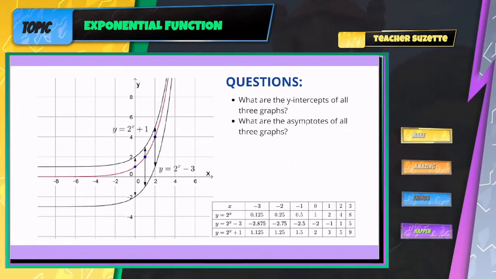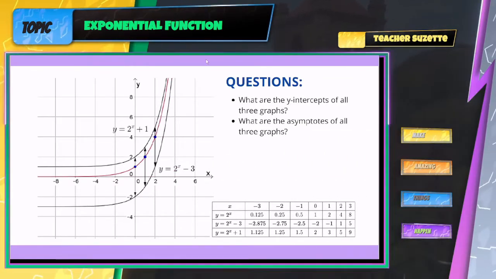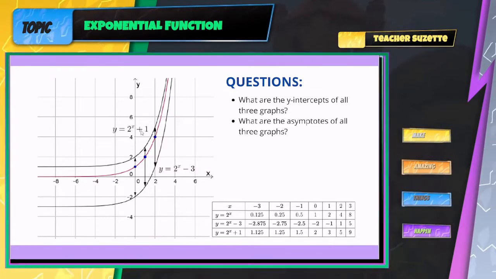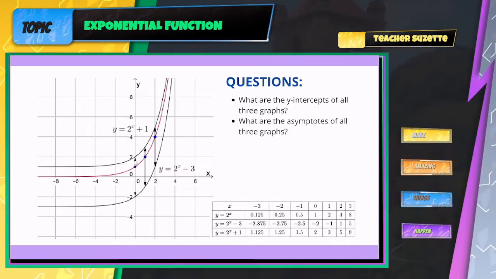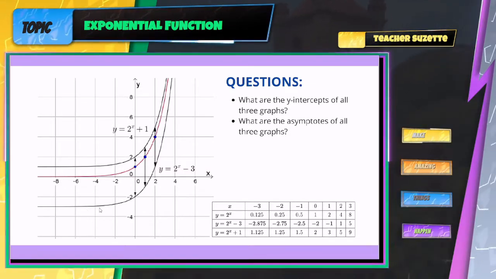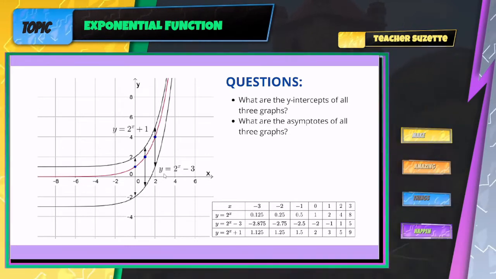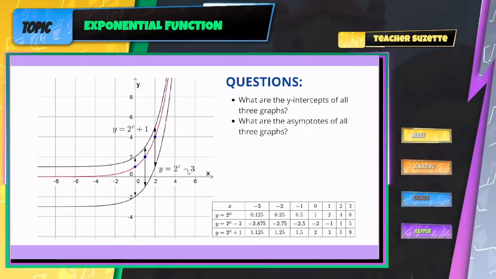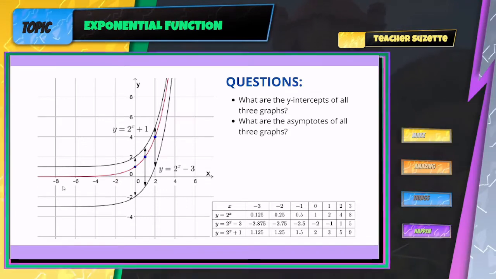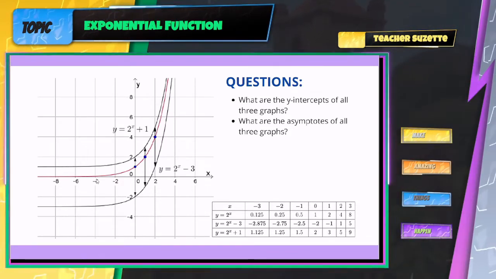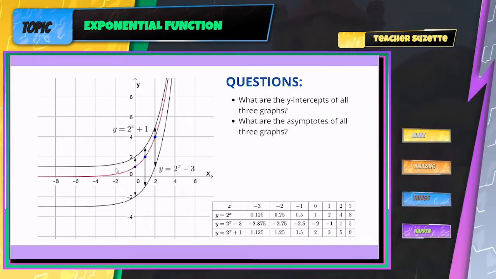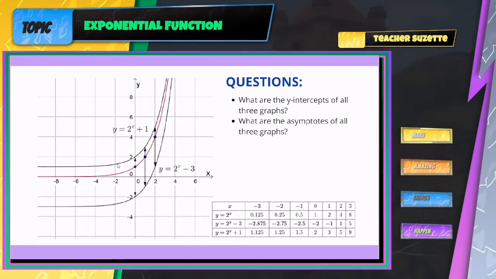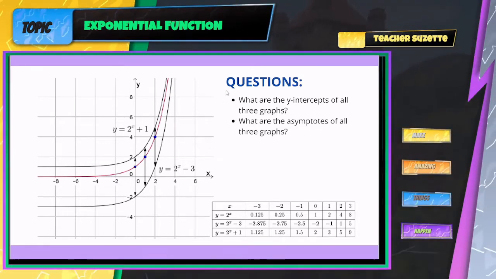So, here I have now the graph of y is equal to 2 raised to x plus 1. And yung pula po is the graph of our y is equal to 2 raised to x. While the other one is the graph of y is equal to 2 raised to x minus 3. So, ayan, no? With our reference graph, which is y is equal to 2 raised to x, napansin natin na nag-move ng pataas. No? Pataas yung ating graph at pababa. So, let's answer the following questions.